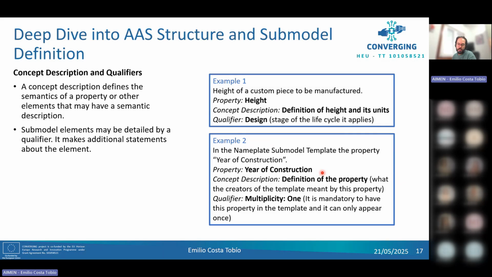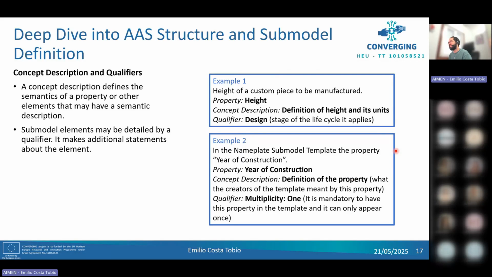Some properties of a template could be mandatory to use, and some could be optional. And also, we could say that the multiplicity, that means the number of times that you could use this property, is only one. You could only have 1 year of construction. The machine could not have been built in 2 different years. But there are other properties that maybe can be used more than once. So you would use the qualifier in this way.